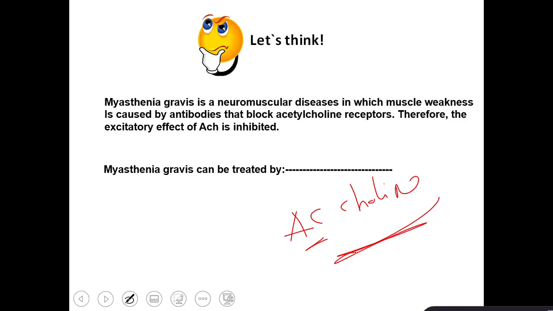If we are able to give a medication that inhibits the acetylcholinesterase enzyme, then acetylcholine will be there in the synapse and will not be broken down. And this is how we treat that disorder, by giving acetylcholinesterase inhibitors, such as pyridostigmine. It's a medication that inhibits the acetylcholinesterase enzyme. So there is a high level of acetylcholine in the synapse.